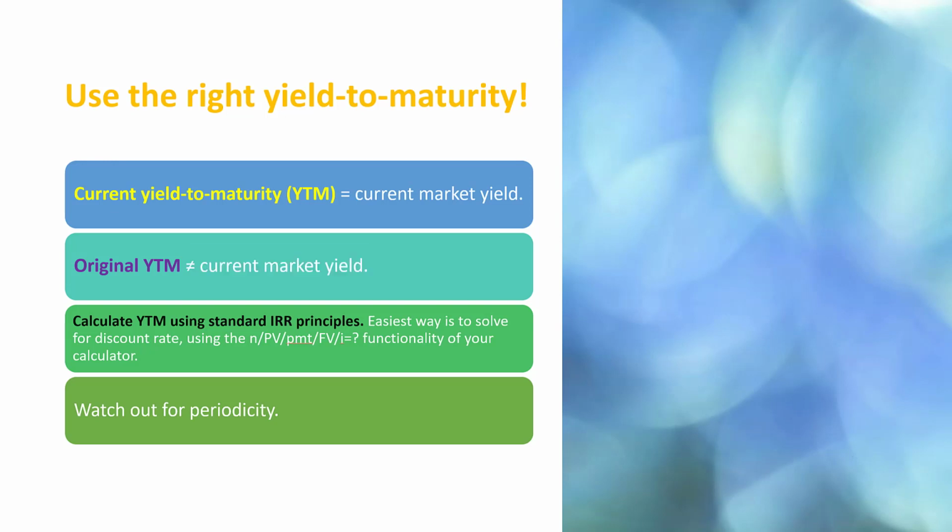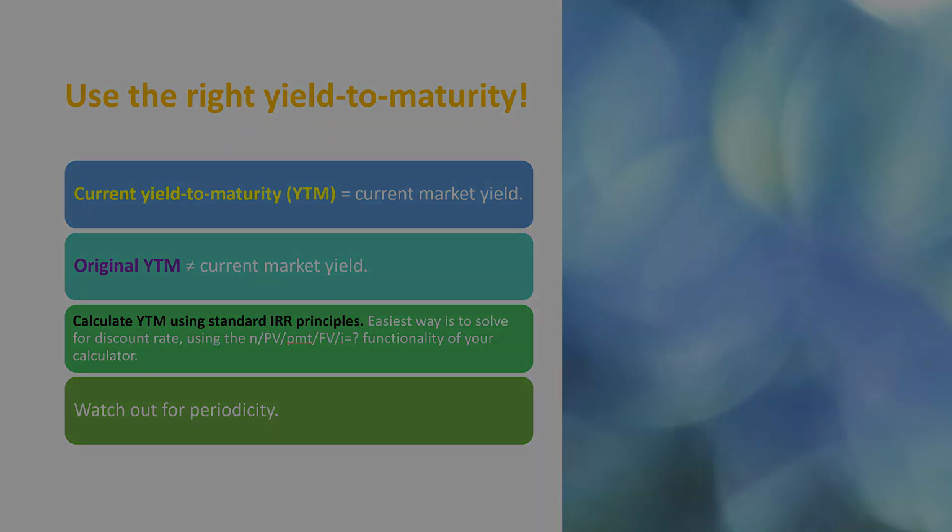Current yield to maturity is used to calculate market price in the capital gain or loss equation. Original yield to maturity is used to calculate carrying value. Once you have identified the correct yield to maturity, you apply the now familiar tools, usually using the TVM functionality of your financial calculator to calculate the bond's value, whether it is market price or carrying value. As always, keep an eye out for cases of non-annual periodicity, especially the very common semi-annual pay bond.